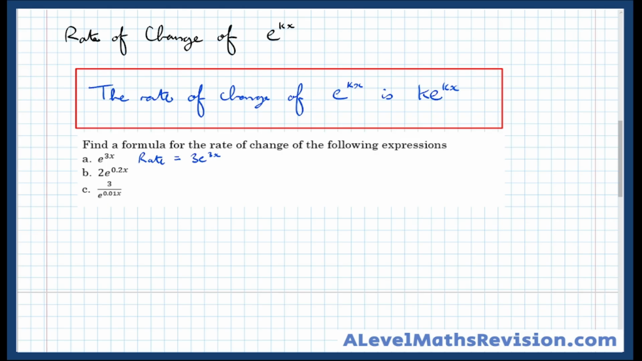For part B, 2 lots of e to the 0.2x. The rate becomes multiplied by the thing attached to the x in the power, just like the rule above states: 0.2 times 2e to the 0.2x, which is 0.4e to the 0.2x.